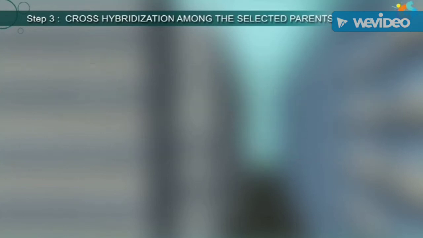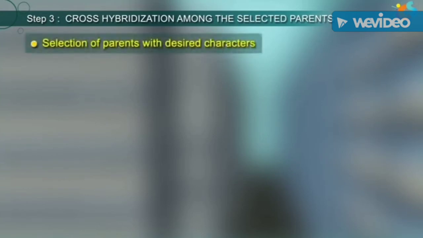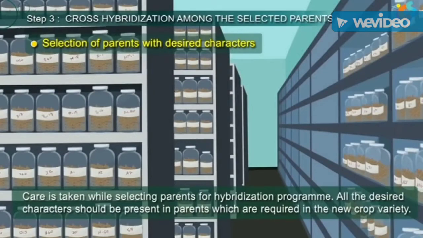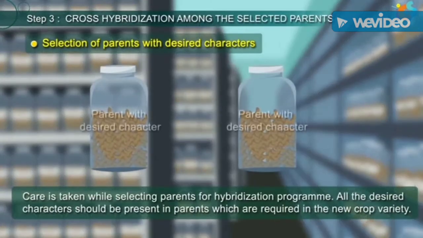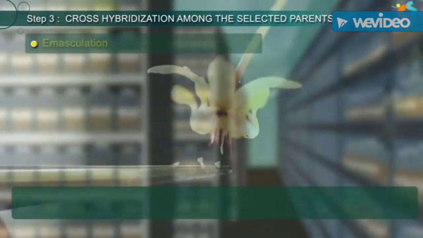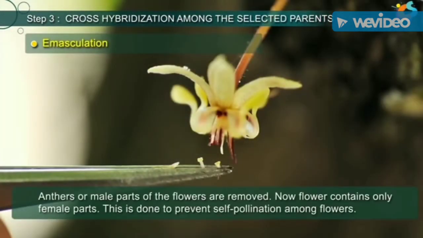These are as follows. Selection of parents with desired characters. Care is taken while selecting parents for the hybridization program. All the desired characters that are required in the new crop variety should be present in the parents. Emasculation. Anthers or male parts of the flowers are removed. Now the flower contains only female parts. This is done to prevent self-pollination among flowers.